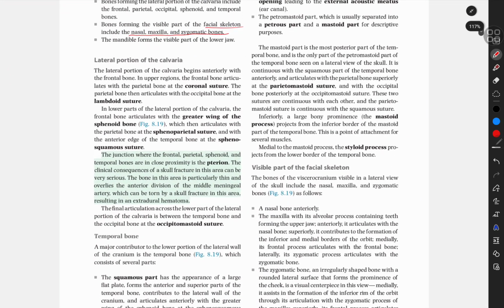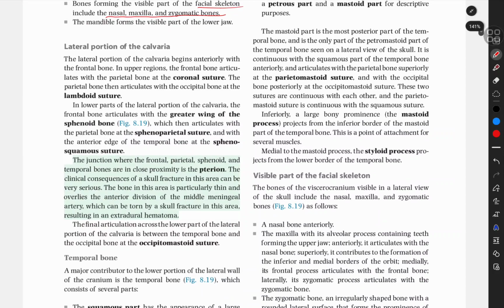Lateral portion of the calvaria. The lateral portion of the calvaria begins anteriorly with the frontal bone. In the upper region, the frontal bone articulates with the parietal bone at the coronal suture. So parietal, frontal: this is the coronal suture. This is the sagittal suture, and this is the lambdoid suture. And then the parietal bone articulates with the occipital bone at the lambdoid suture.